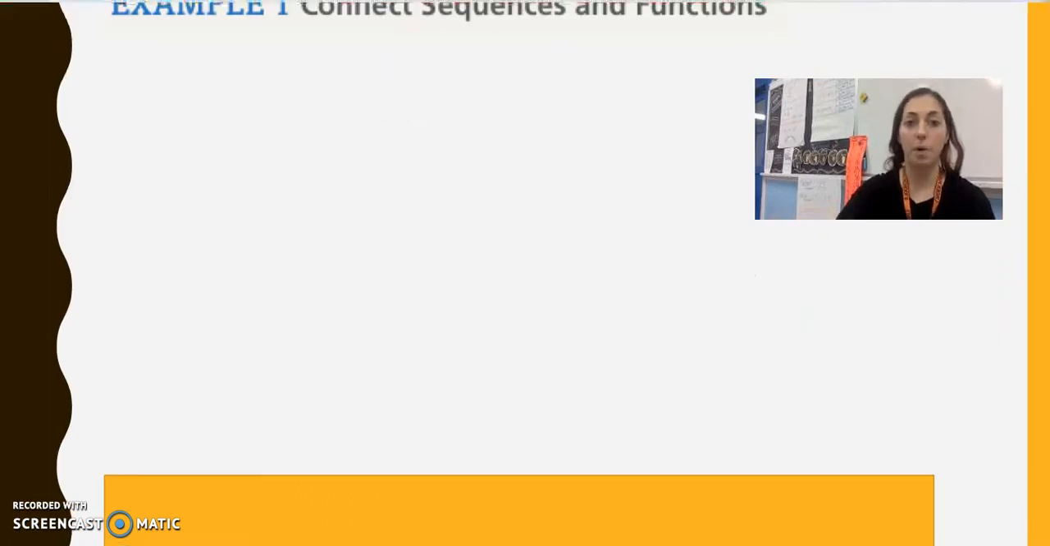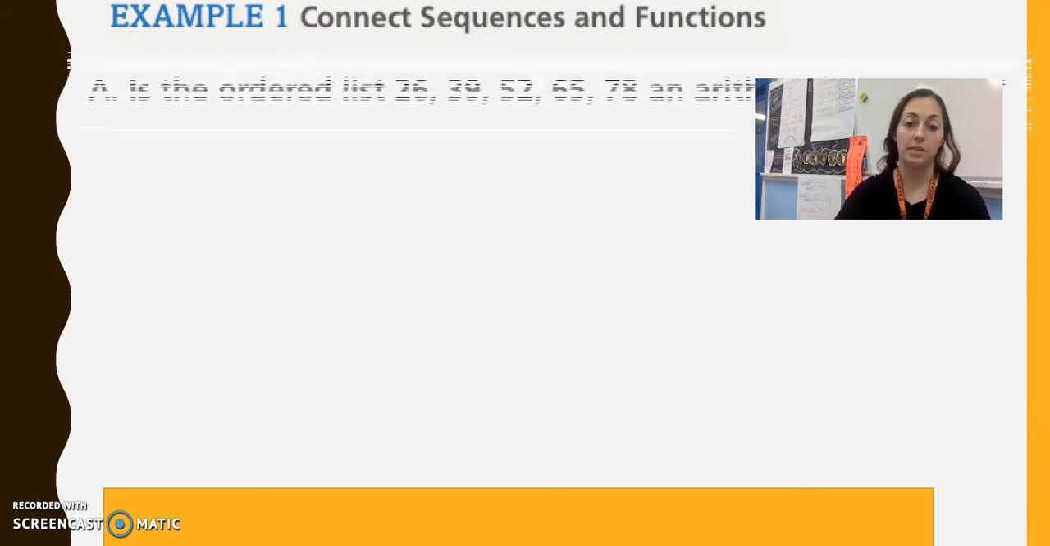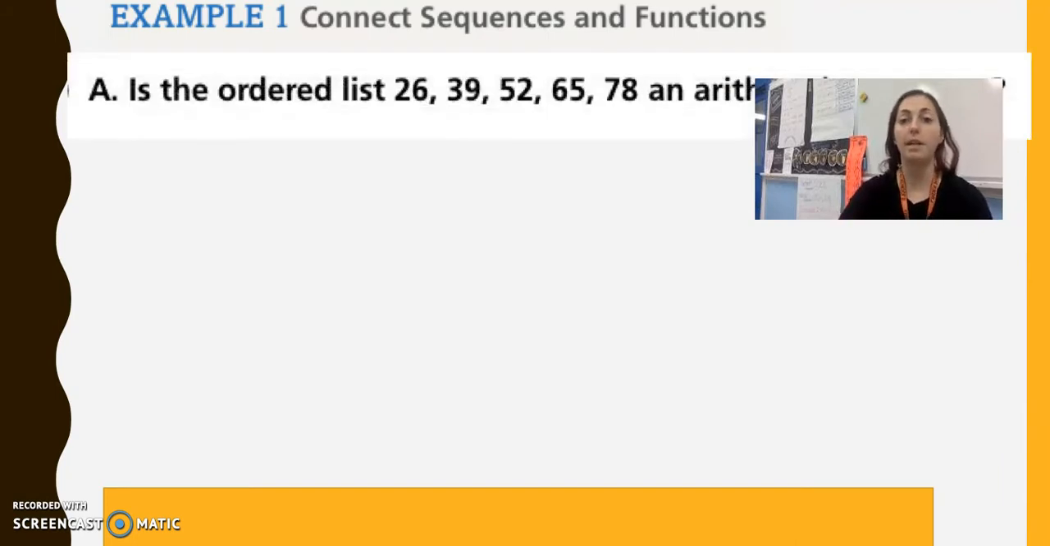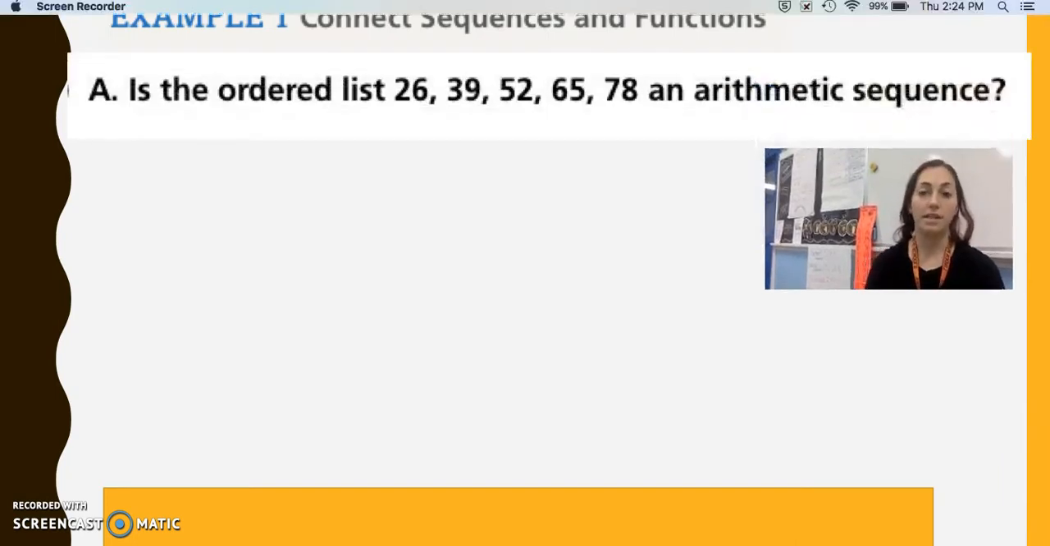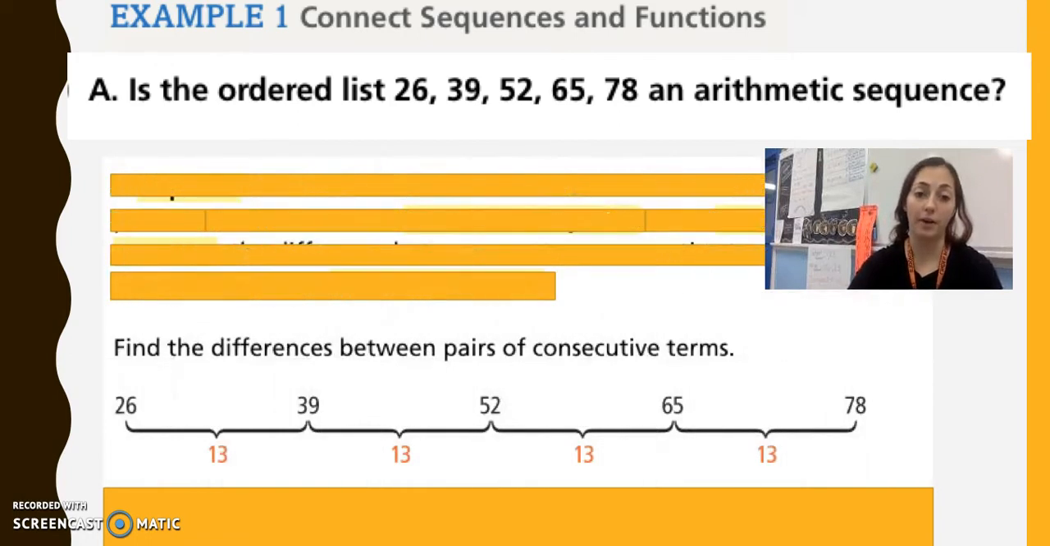So example one. Example one says connect sequences and functions. So let's see what that means. If we have a list of these numbers, 26, 39, 52, 65, 78, it's asking, is the ordered list an arithmetic sequence? So what we do is we look and see if there's a pattern.